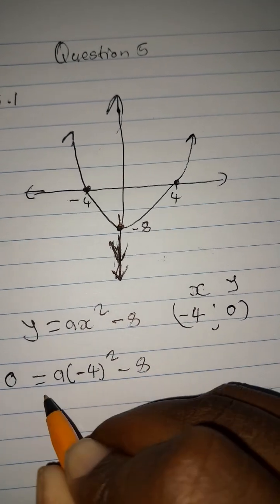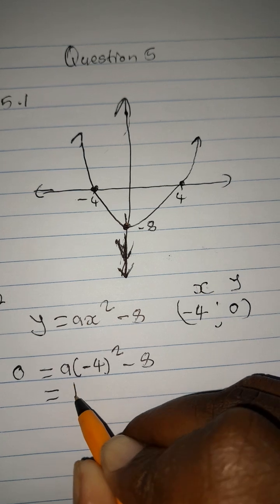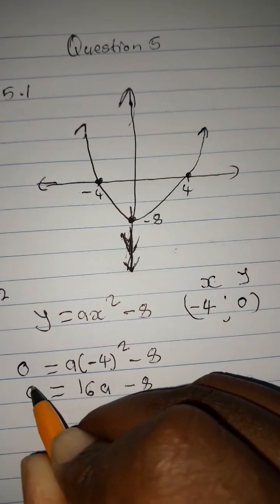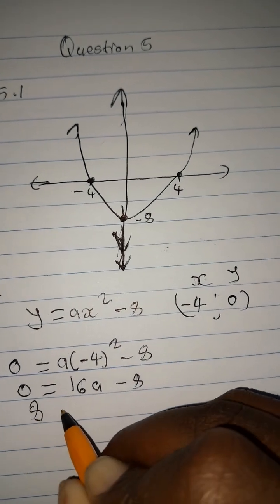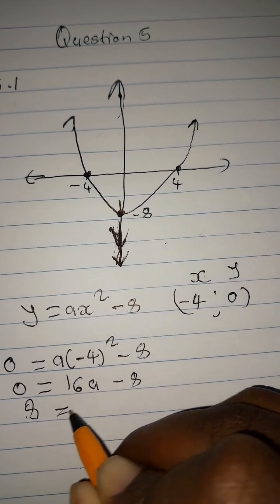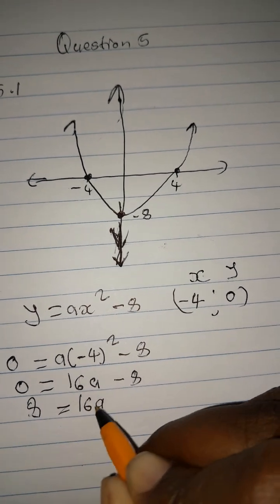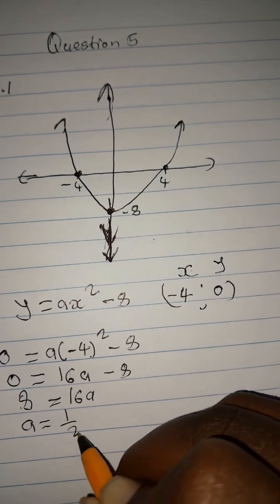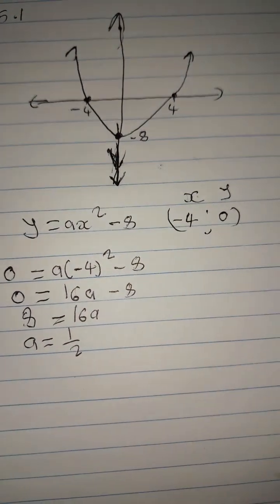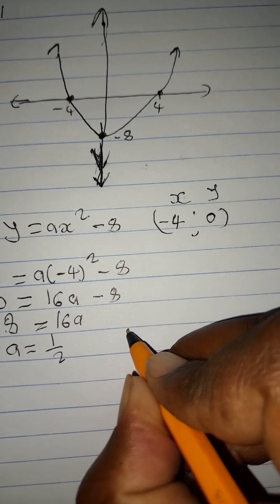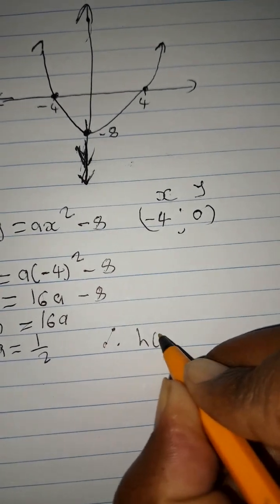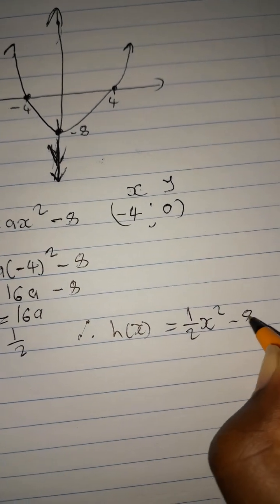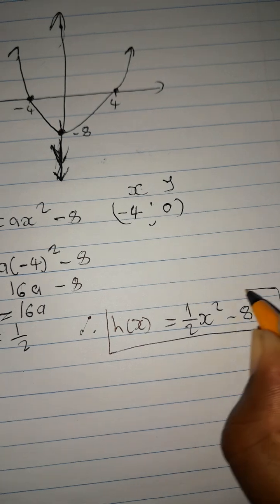So from here, what is -4 squared? That will be 16. 16a, and we have minus 8 here, which is equal to 0. Take 8 to the other side, change the sign, becomes positive 8. So 8 is equal to 16a. Divide by 16 on both sides. This will give you half. Therefore, for you to find the equation of h, this will be h of x. Our a is half, so h of x is half x squared minus 8. So this is the graph of h.